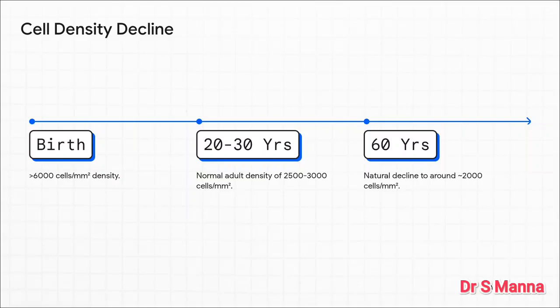At birth, a human has a wonderfully dense endothelium. We're talking generally over 6,000 cells per square millimeter. As that person grows into a young adult, around their 20s or 30s, that number naturally drops and settles into the 2,500 to 3,000 range. And by the time a patient hits 60, we expect to see an older adult baseline of roughly 2,000 cells.